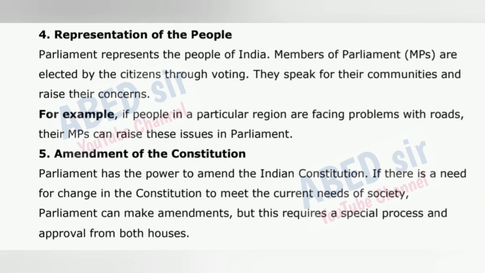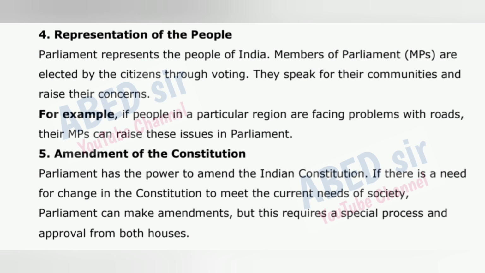4. Representation of the people. Parliament represents the people of India. Members of Parliament, MPs, are elected by the citizens through voting. They speak for their communities and raise their concerns. For example, if people in a particular region are facing problems with roads, their MPs can raise these issues in Parliament.